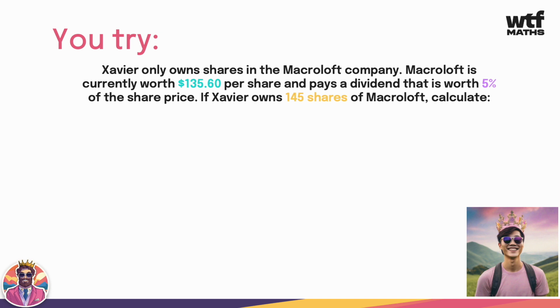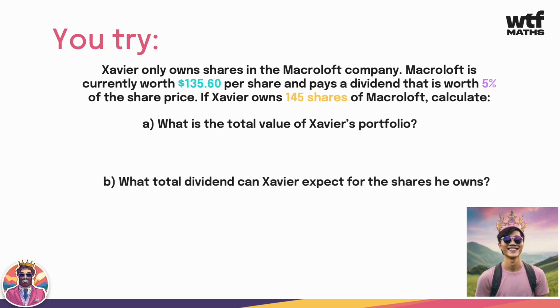Alright, here's a question for you to try. Xavier only owns shares in the Macroloft company. Macroloft is currently worth $135.60 per share, and they pay a dividend that is worth 5% of the share price. If Xavier owns 145 shares of Macroloft, can you please calculate, first of all, what is the total value of Xavier's portfolio, and then what total dividend can Xavier expect for the shares he owns? If you could please pause the video and give it a go, that'd be great.